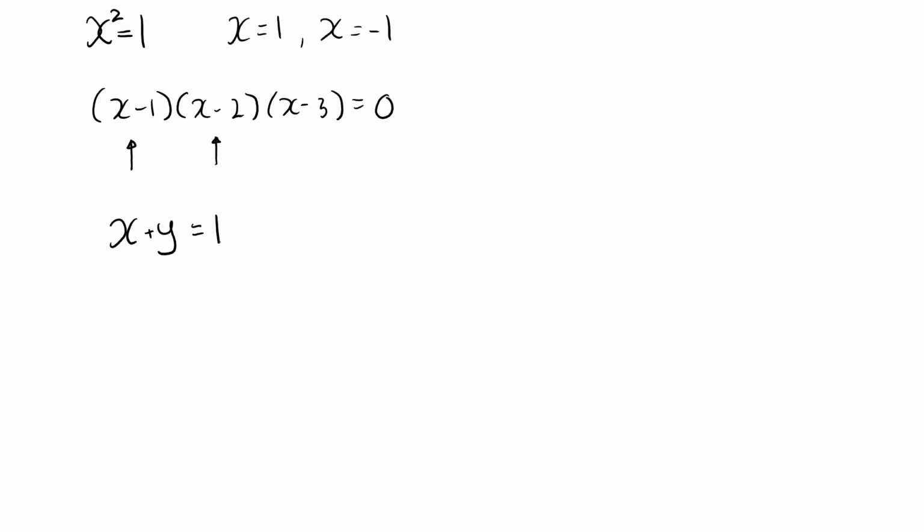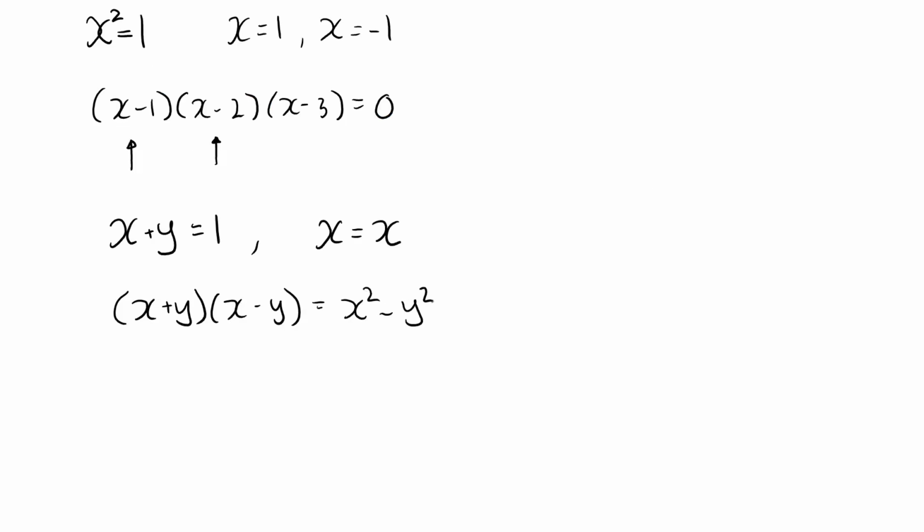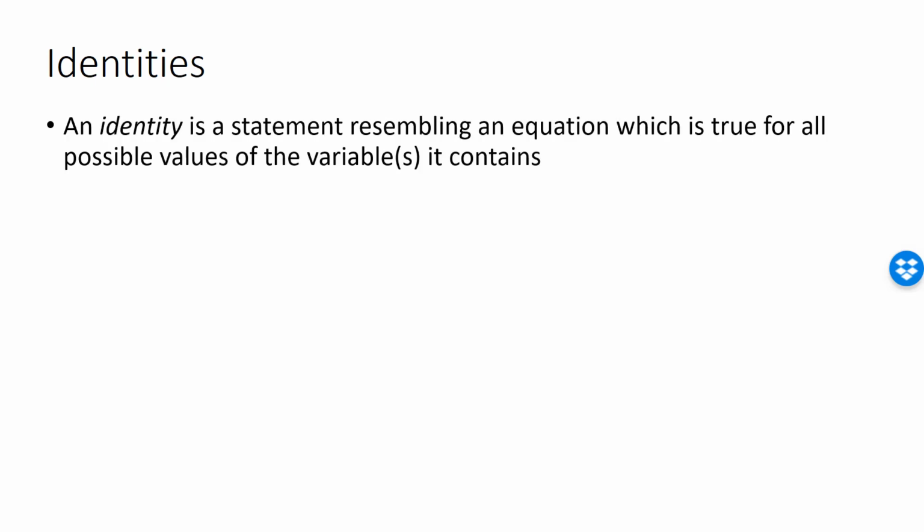Another example, although somewhat silly example, would be x is equal to x. An equation which is true for all values of x, like this one, is typically called an identity rather than an equation. For example, x plus y times x minus y equal to x squared minus y squared is true for all values of x and y, and we call this an identity rather than an equation.